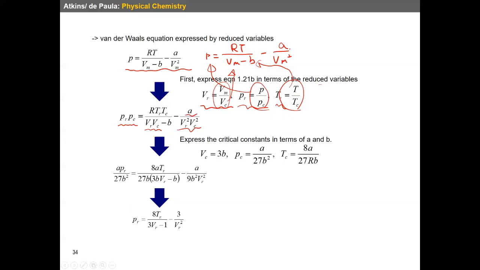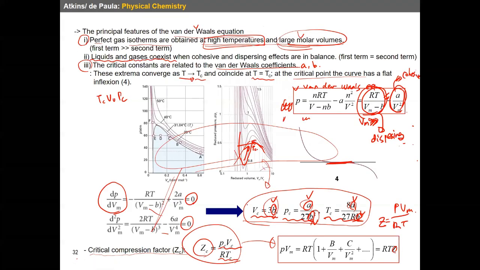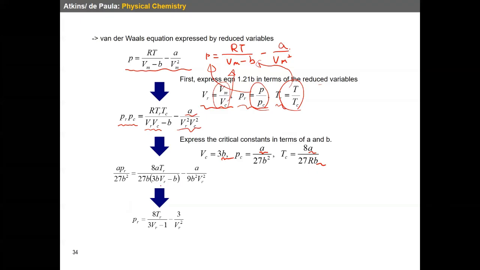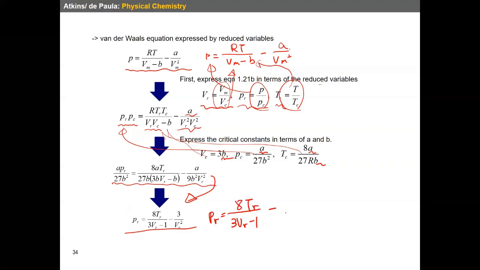And also, we talked about this critical value, which is related to the van der Waals coefficient. So let's see. We use this value, then we simply put all this thing here, and then we have this kind of equation. And if we arrange this equation for the reduced value, then finally we have this equation. We call this the van der Waals equation for the reduced variable system. So this is PR equal 3 over VR minus 1 over 8TR, minus VR square over 3.